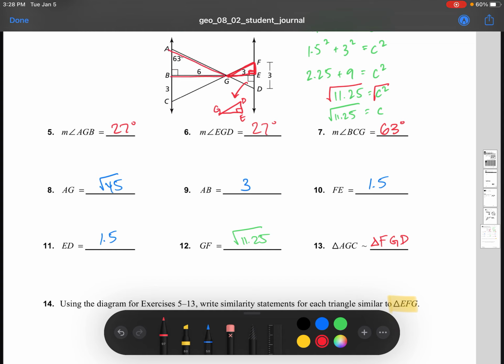If I take this triangle on the top right and reflect it horizontally, then we'd have B there, A there, and G there. If I take this triangle on the bottom left and rotate it 180 degrees, then this would be B, this would be C, and this would be G.